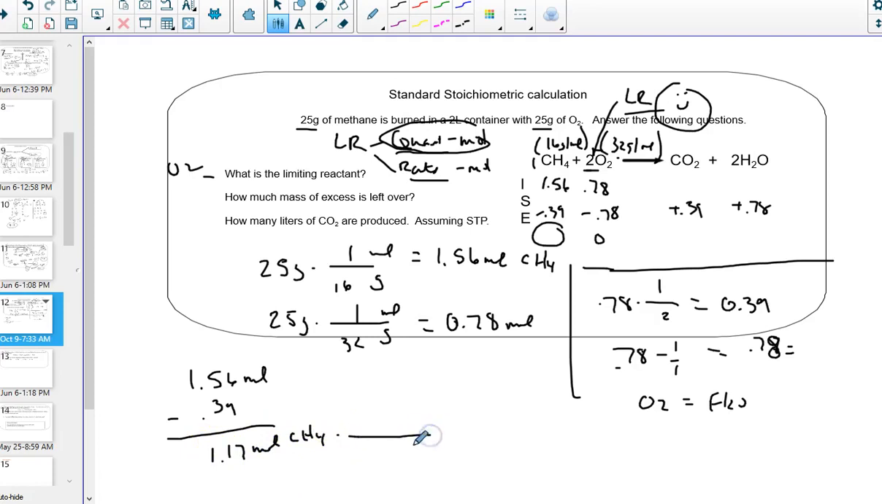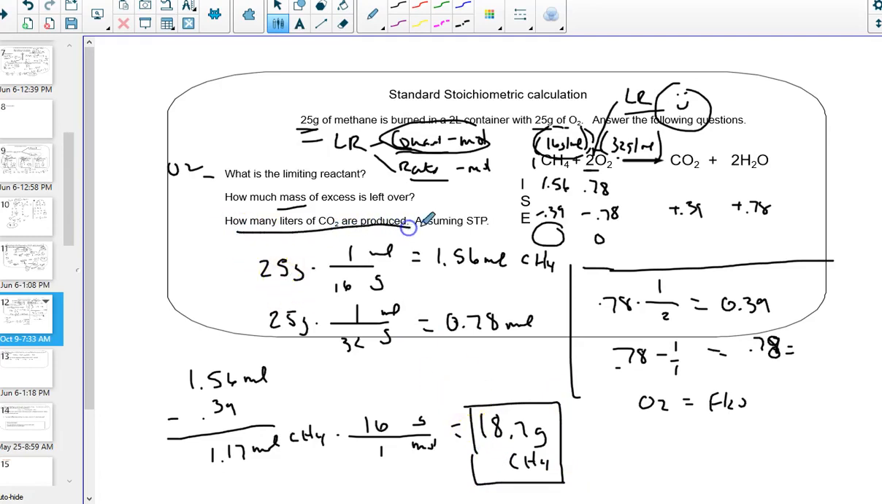Let's flip this from moles to grams. It wants the mass of excess left over. 1 mole is 16 grams. I'm getting this from right here. So we have more than 1 mole, so we expect a number bigger than 16, but not much bigger. 1.17 times 16 is 18.7. 18.7 grams of CH4 is left over. Of course, keep in mind we started with 25, so that's okay. We certainly wouldn't want a number here bigger than 25 because that's more than we started with.